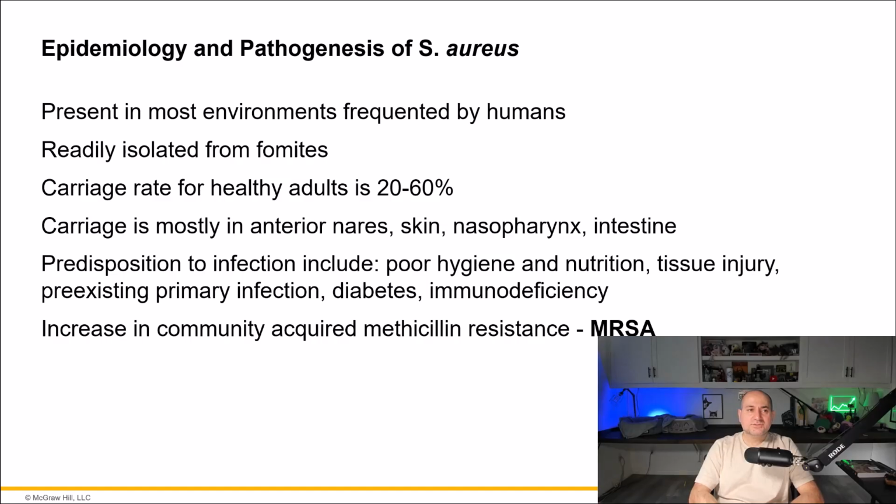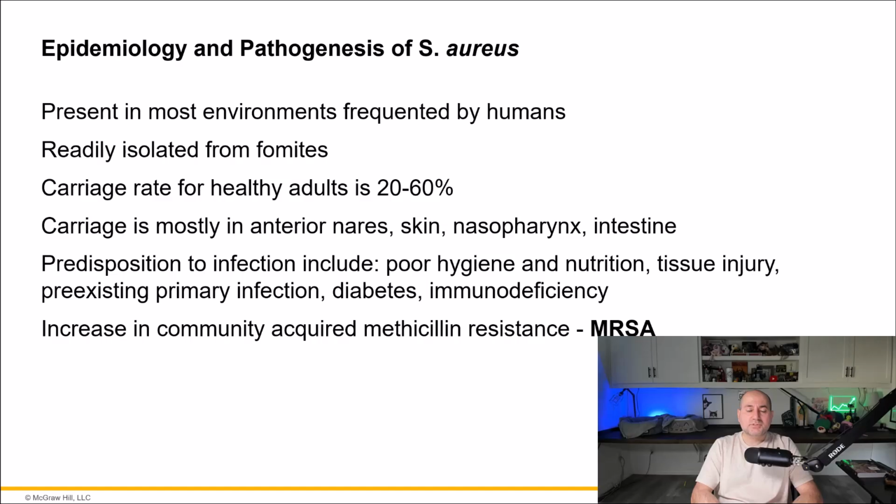Staph aureus, for short, is present in most environments frequented by humans. It's readily isolated from fomites. I want to tell you what a fomite is. A fomite is an inanimate object in your surroundings. A doorknob is a fomite.